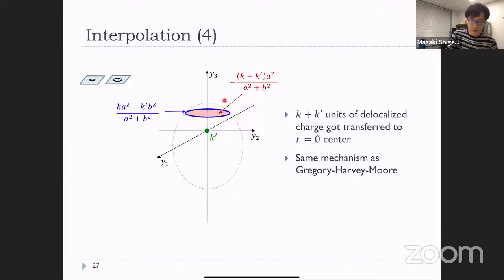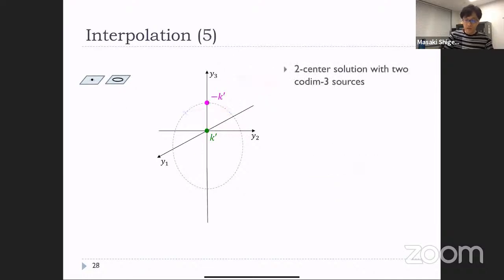And these localized and delocalized charges have changed. Oh, sorry, this delocalized one doesn't change. This localized one changes. And this is the same mechanism as Gregory-Harvey-Moore if you set K prime to 0, actually. And finally, your codimension 2 solution becomes this 2-center solution with codimension 3 sources.